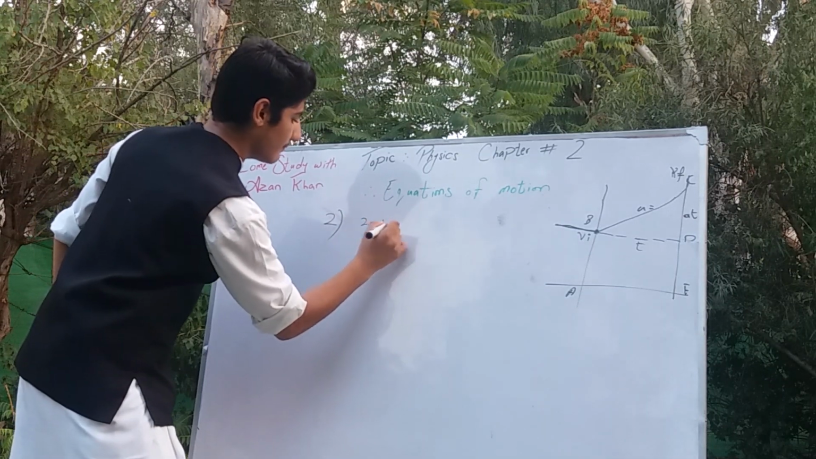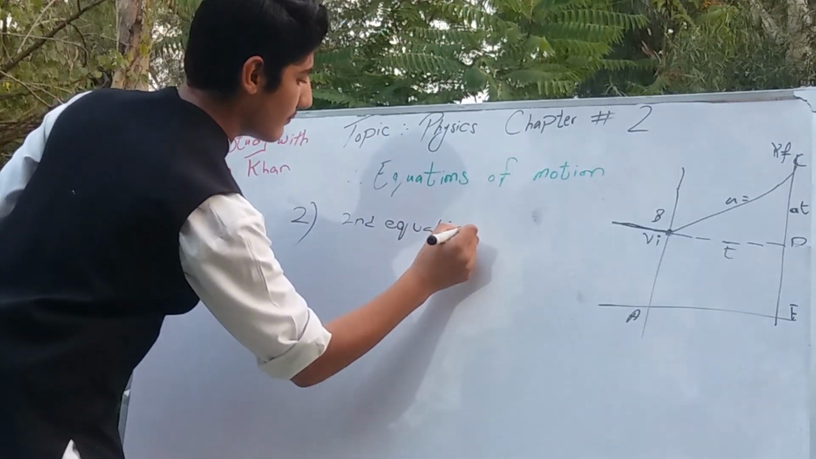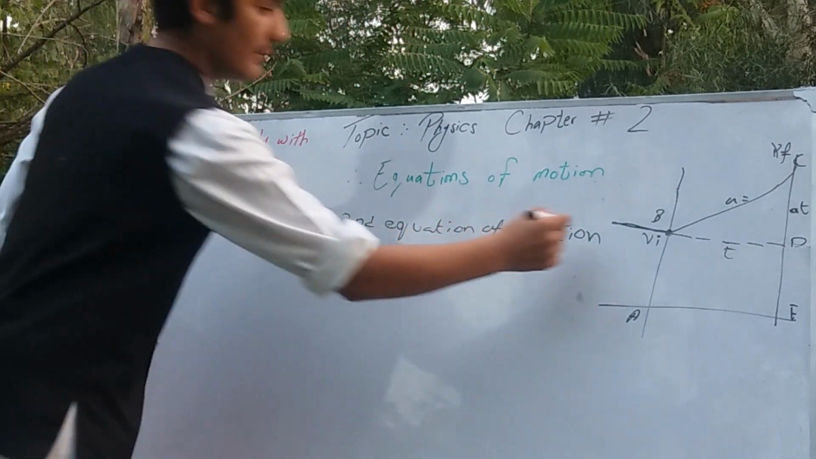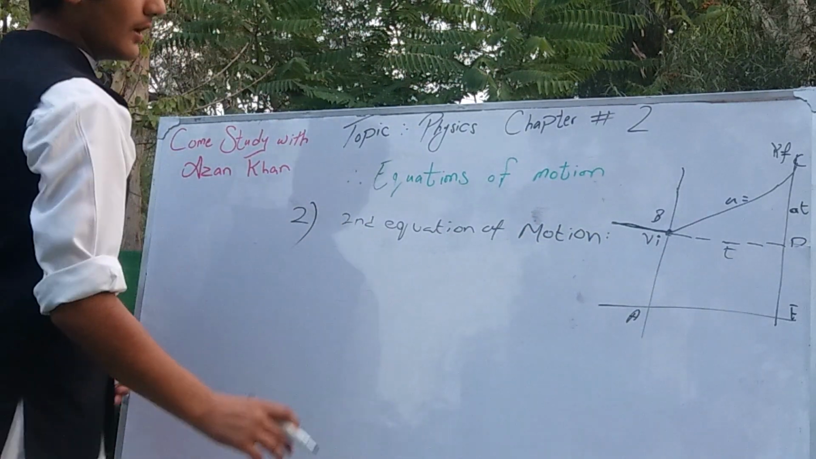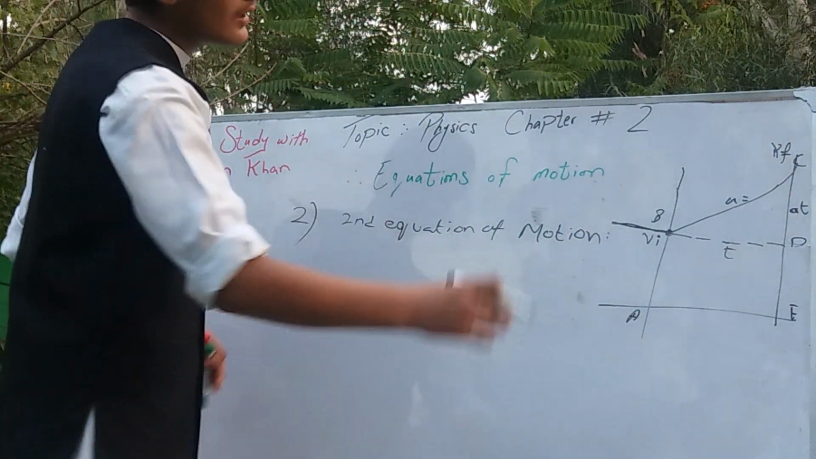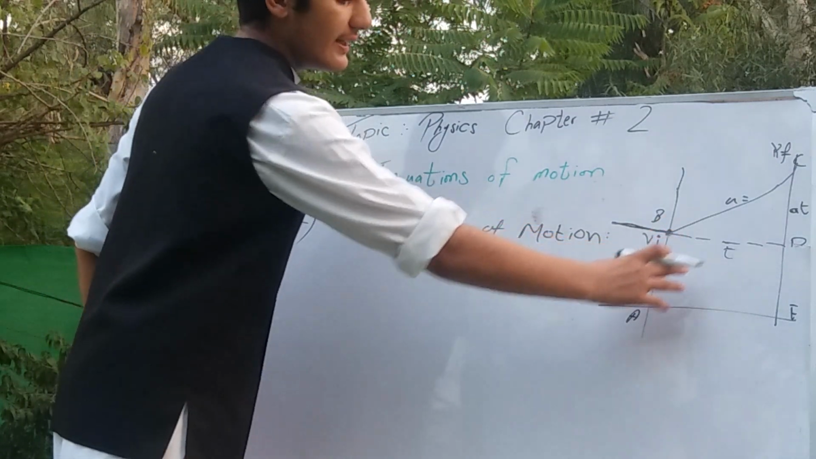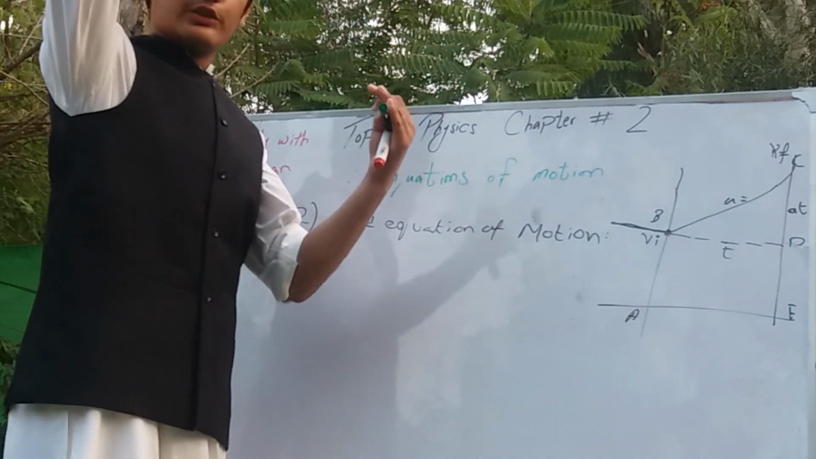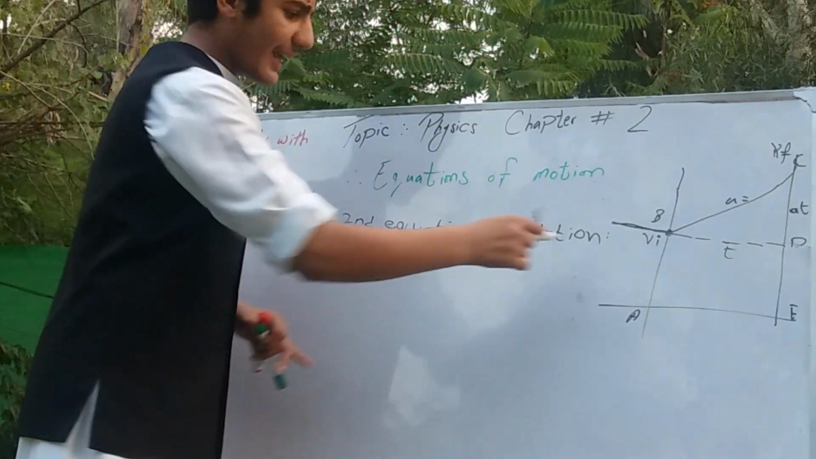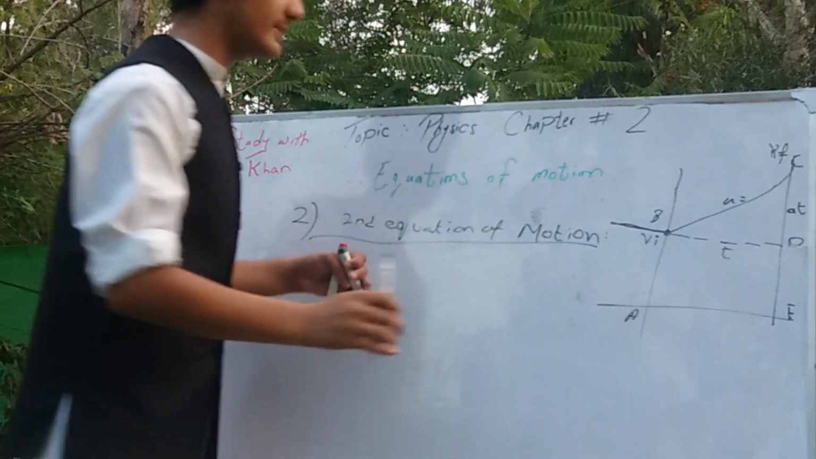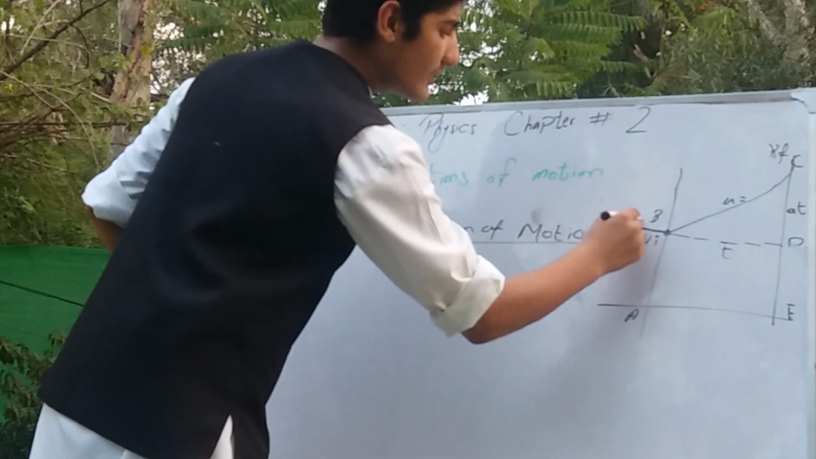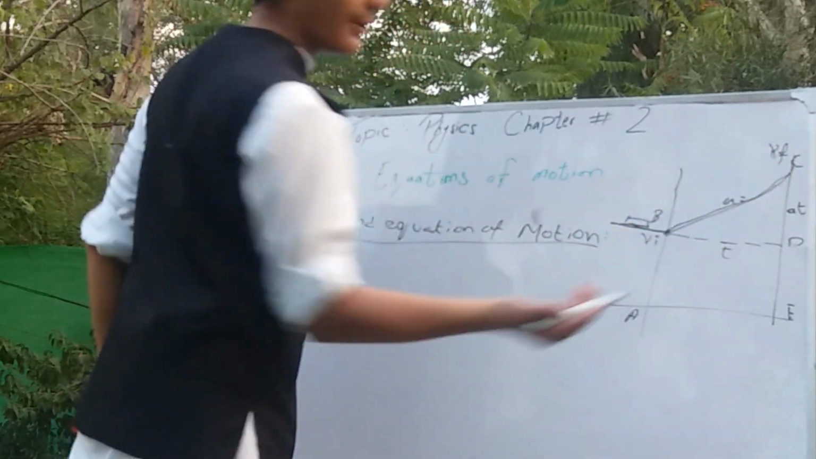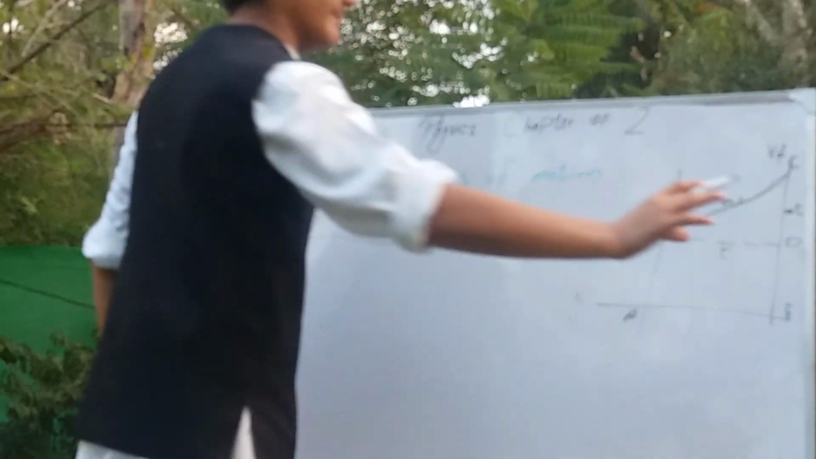This is the second equation of motion. It has some story too, the same story as the first equation of motion, but with some changes. The car was moving with uniform velocity, then suddenly accelerated to some speed with respect to time.